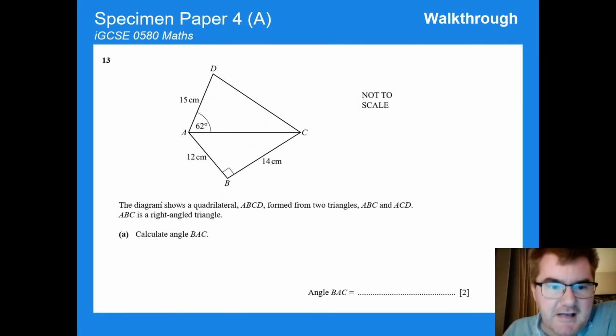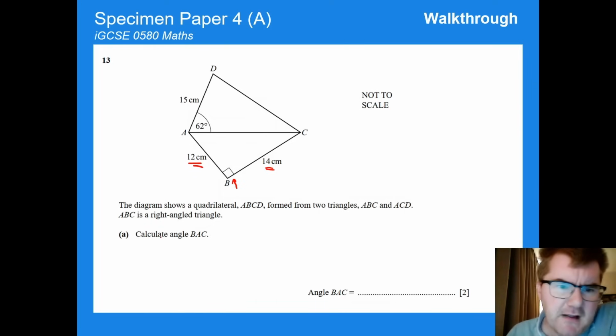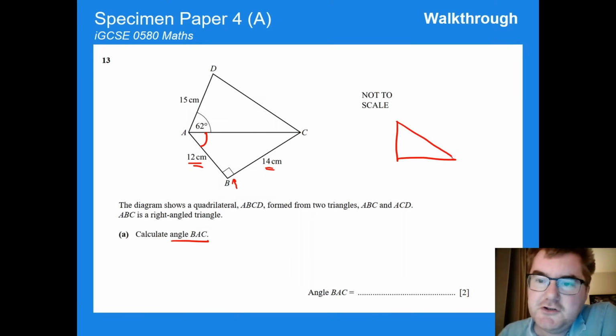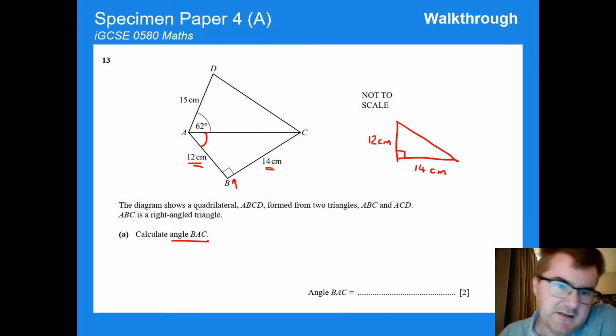Again, unlucky for some. So the diagram shows a quadrilateral, 4-sided shape, formed from two triangles, ABC and ACD. ABC is right angled. Yep, we've got a right angle here. Calculate BAC. So as soon as I see right angle and I have 2 sides and I want to find a missing side, we are using Pythagoras. Now, generally, I'm getting ahead of myself because I thought we needed to work out the length AC, but we're now looking for angle BAC. Okay, so BAC. So this angle here. Now what I'd like to do for students is just rotate it round so it makes it a bit easier to see. So we've got 12 centimeters, 14 centimeters, and we're looking for the angle at the top here. Let's just call that X.